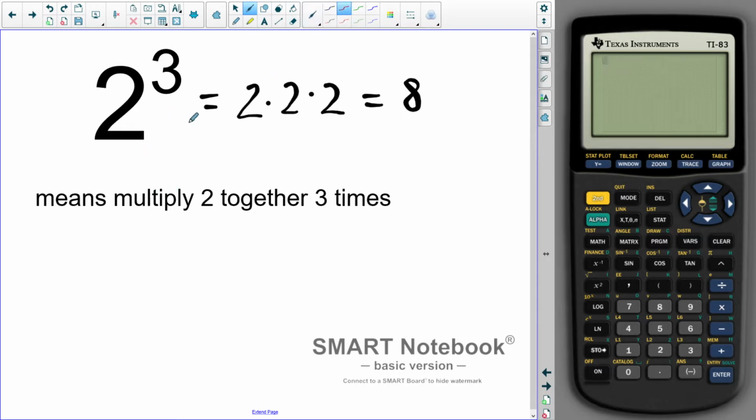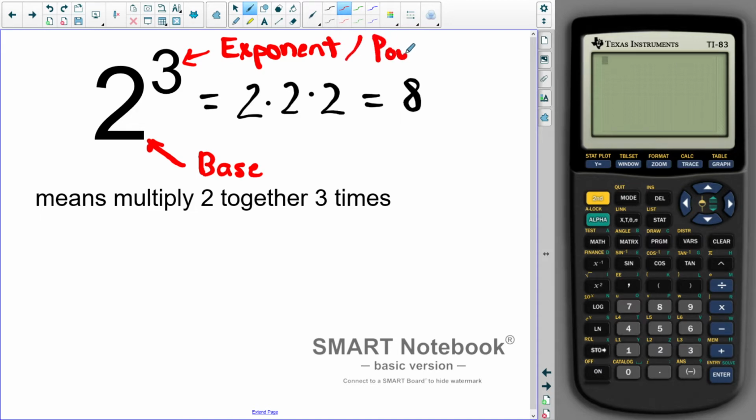This number right here, the 2 in this case, we call the base. That's the number that's being multiplied together. And this term we call either the exponent or the power. We're going to use those terms interchangeably. So when we talk about power, we're just saying exponent, just a different way to say it. So here we have 2, our base, to the third power. 2 multiplied together 3 times is 8.